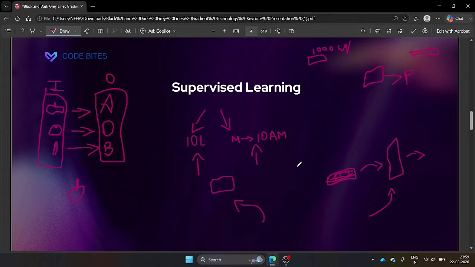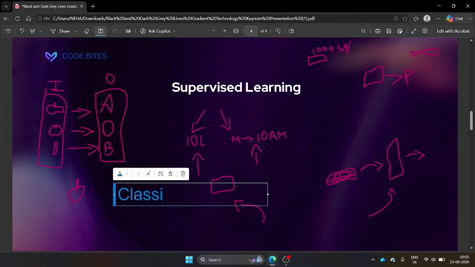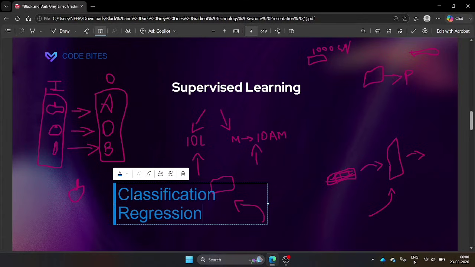Here we usually learn 2 common terms: classification and regression. Classification means we are predicting the categories.